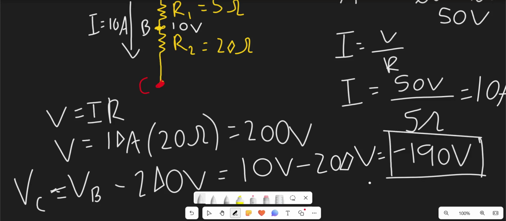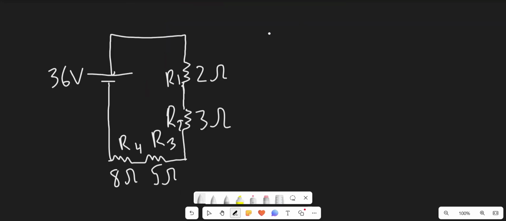And now let's do one last example before we wrap up for this video. Okay, so here's another circuit to test out your knowledge. How would you go about solving this? Well, let's start off once again by finding the total resistance in the circuit, which we'll just do by adding up all these resistance values. So 8 plus 5 is 13, plus 3 is 16, plus 2 is 18, so we have 18 ohms.